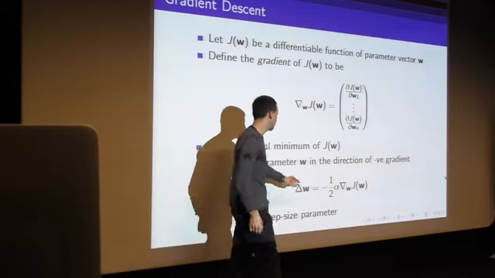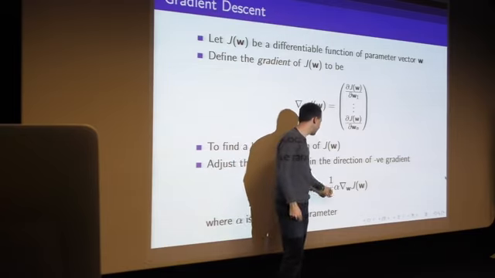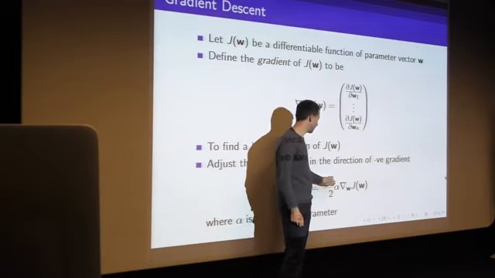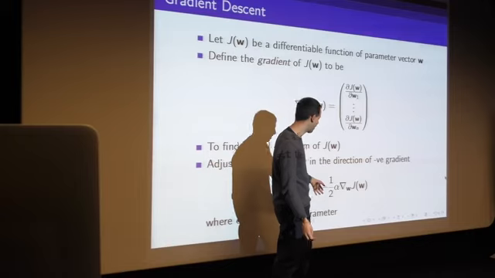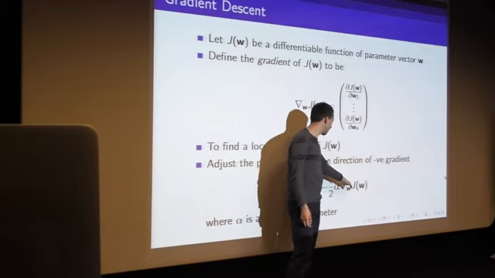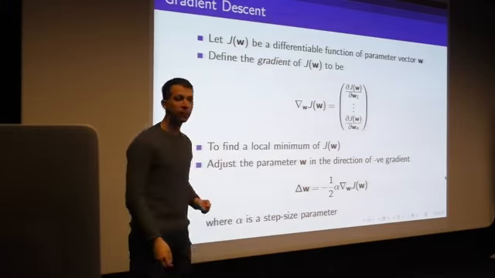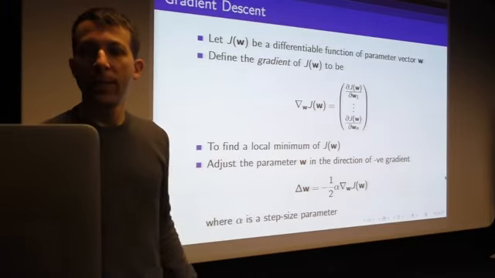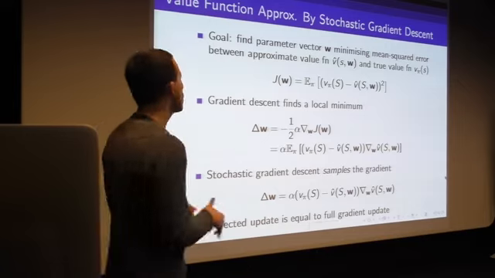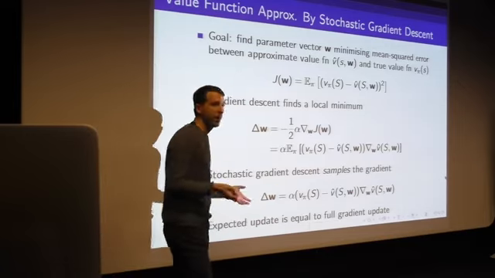And all we're going to do is adjust our parameters a little bit downwards. That's the minus here. The half is just to make everything meet in the maths. Some step size in the direction of our gradient. So that's gradient descent. And so what we're going to do is plug this into value function approximation.